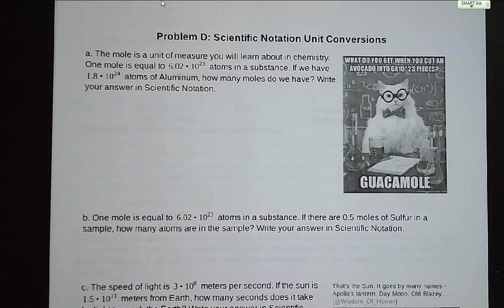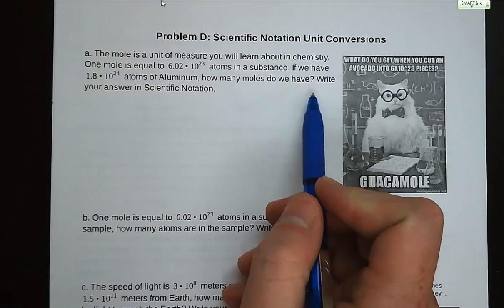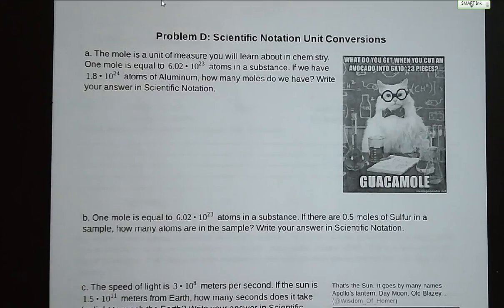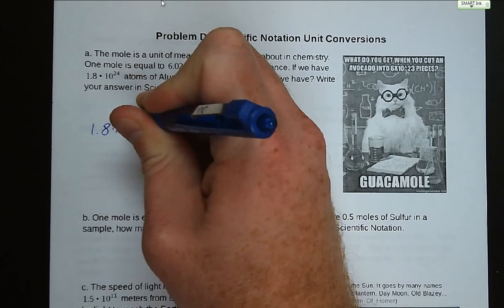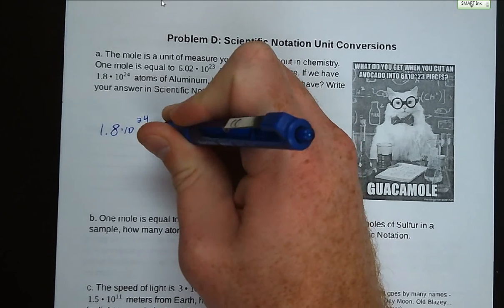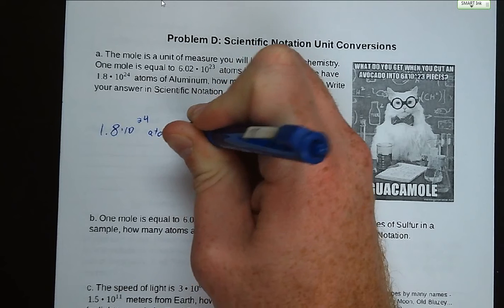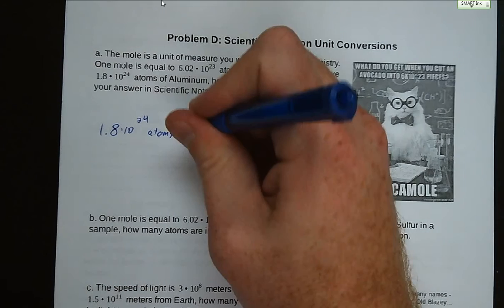So we've got the mole is a unit of measure that you're going to learn about in chemistry. 1 mole is equal to 6.02 times 10 to the 23rd atoms in a substance. If we have 1.8 times 10 to the 24th atoms of aluminum, how many moles do we have? We want to write our answer in scientific notation. So we've got 1.8 times 10 to the 24th atoms of aluminum. Sorry, should be lowercase l.